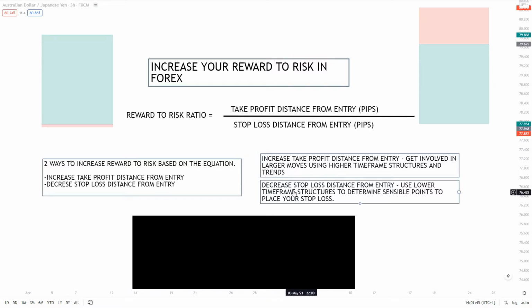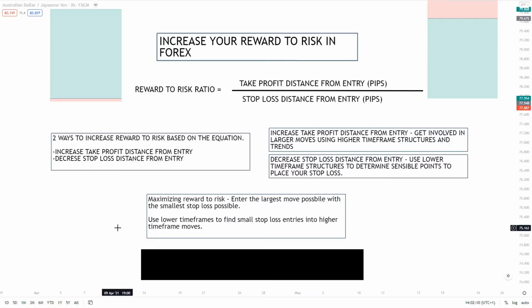So to decrease your stop loss size, you really need to take your entries on the lower time frames and use the structural points on those time frames to place your stop loss. Alright, so overall, to maximize your reward to risk in Forex, you need to be entering the largest move possible with the smallest stop loss possible. So this means getting involved in high time frame moves with low time frame entries.